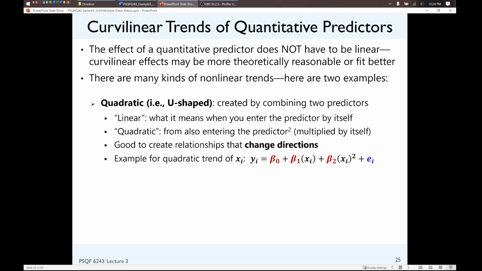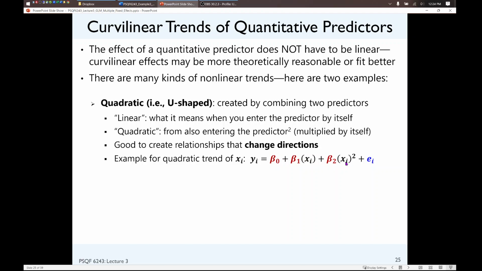Even though we are fitting linear models, all of the relationships that they predict do not have to be linear. In many cases, a curvilinear effect may be more reasonable or just may fit better. There's many kinds. This is a topic that I get into in more detail in the longitudinal analysis class. This is the one that meets before ours currently. But for instance, we can have what is known as a quadratic trend, or U-shaped or parabola, which is what you get when you combine two predictors. So the slope of x, for instance, we would call beta 1 its linear slope. Up to this point, we've just said slope. Now we need to be more specific. So beta 1 specifically would be the linear slope of x.